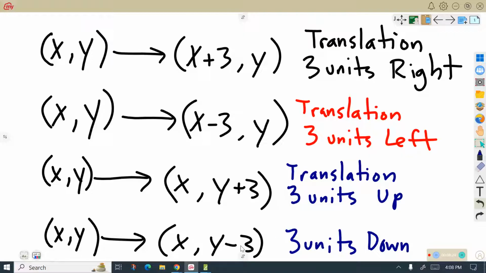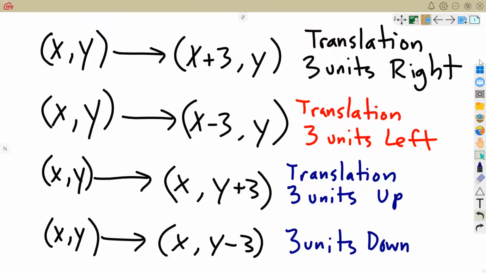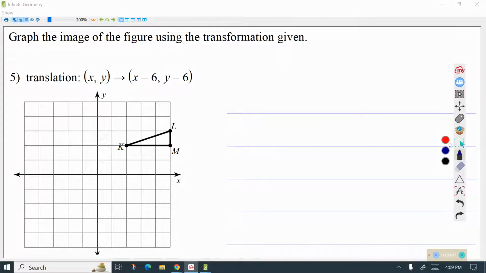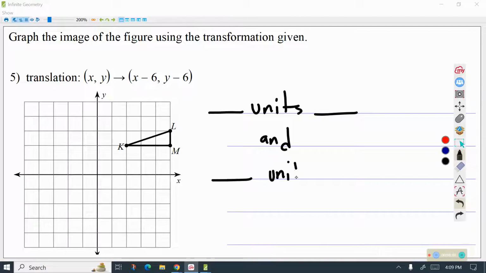And a minus in the Y is going to give us a down. Okay, so in this case, we'd be going 3 units down. So this is the idea that you need to have really solid to be able to do these problems. And to do this one, we want to understand what kind of directions it is giving us, right? It's telling us to move blank units, blank, and then to go blank units, blank. Okay, what words do you think I'm going to put in there?